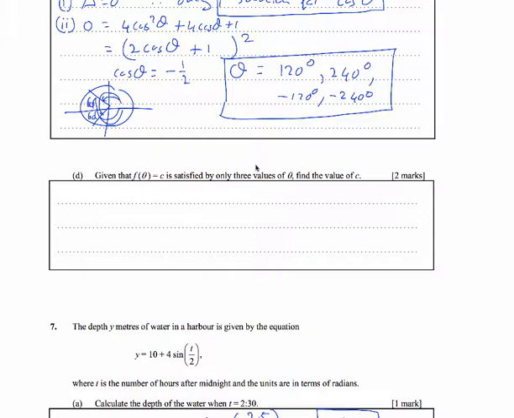All right, question D. Given that f of theta equals c is satisfied by only 3 values of theta, find the value of c. So that's a horizontal line, and the function is equal to that value only 3 times. So there must be 3 intersections between that cosine function and the horizontal line c.